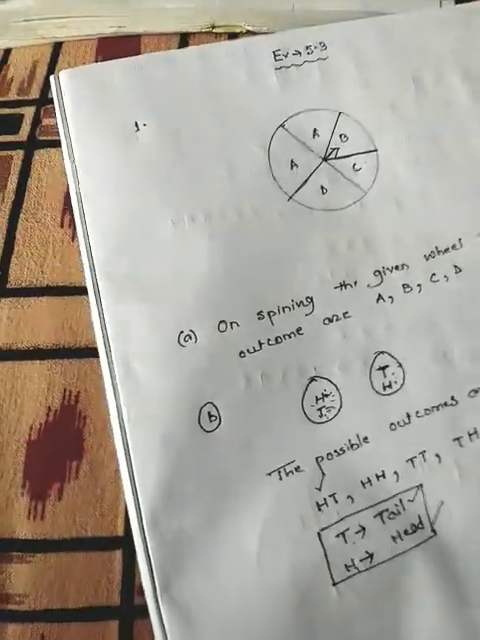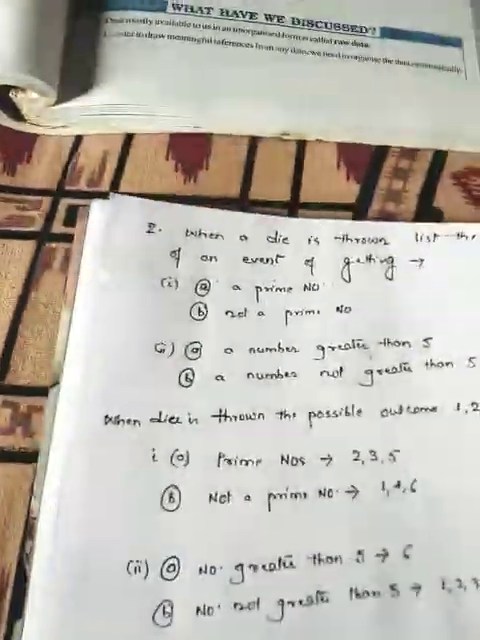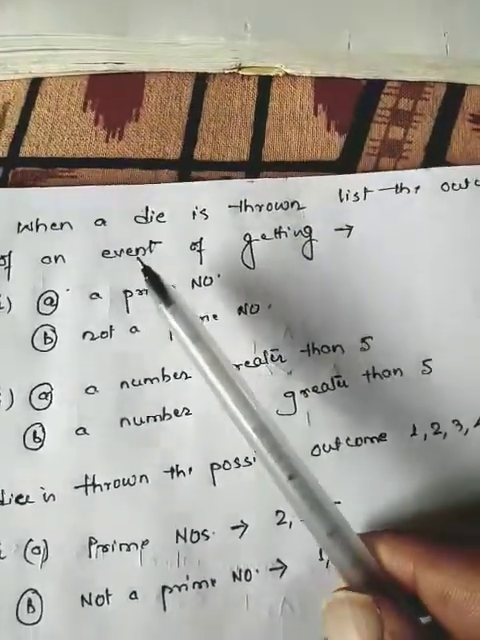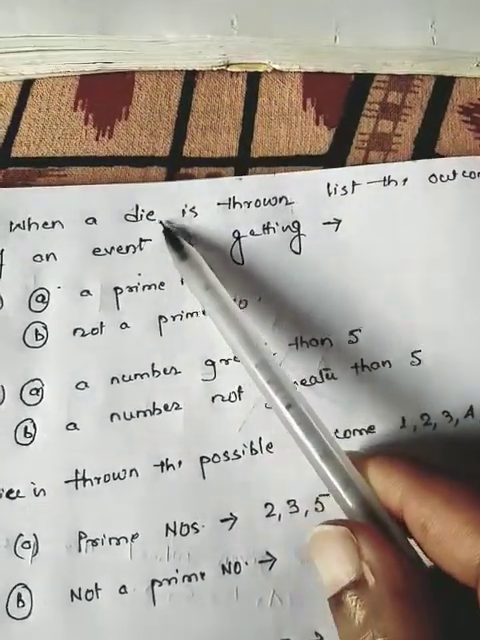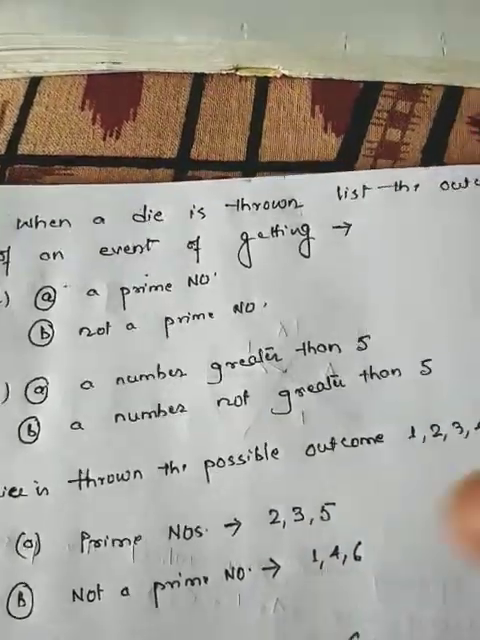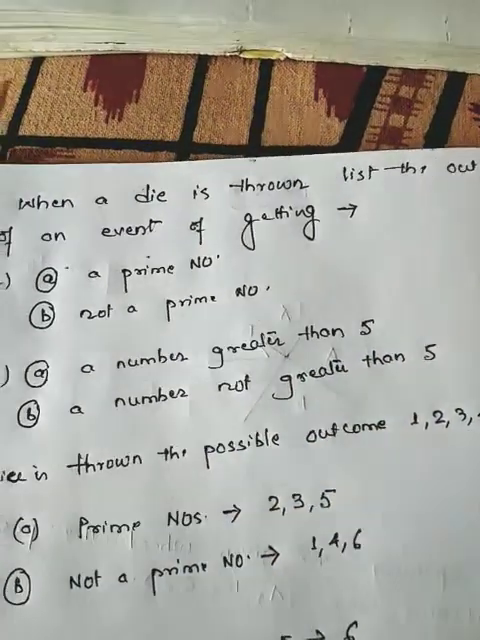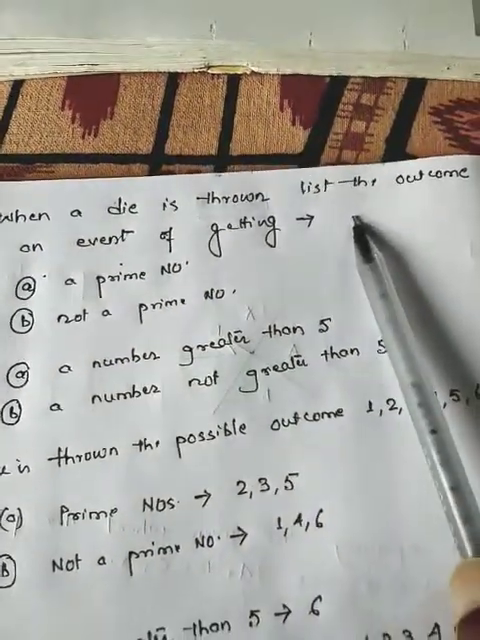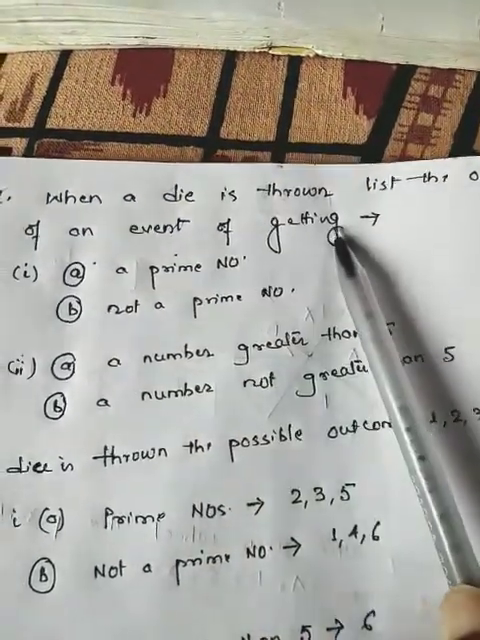Now let's move on to question number 2. Now what is question number 2? Question number 2 is, when a die is thrown. I hope you know what a die is. You must have played Ludo. So a small cubical thing is called a die. So when a die is thrown, list the outcomes of an event of getting a prime number.